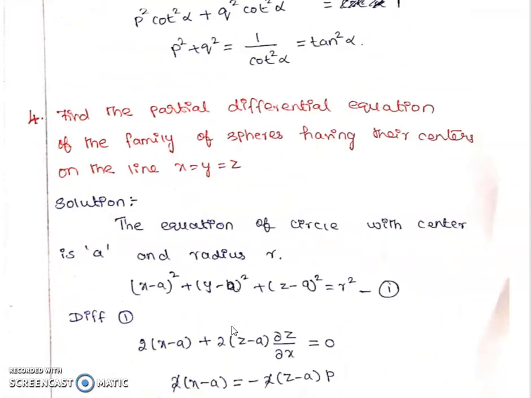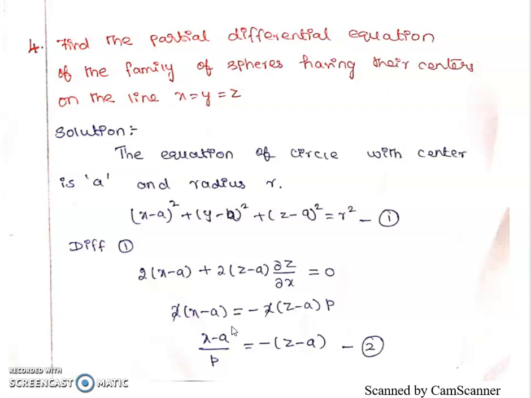Next, problem number 4. We are going to find the partial differential equation of the family of spheres having their centers on the line x = y = z. So here you have to write the equation of the sphere. For that sphere, the center is given as all the axes are equal. If we consider a is the center for the x axis, then a is the center for the y axis, then a is the center for the z axis, and also the radius is r.